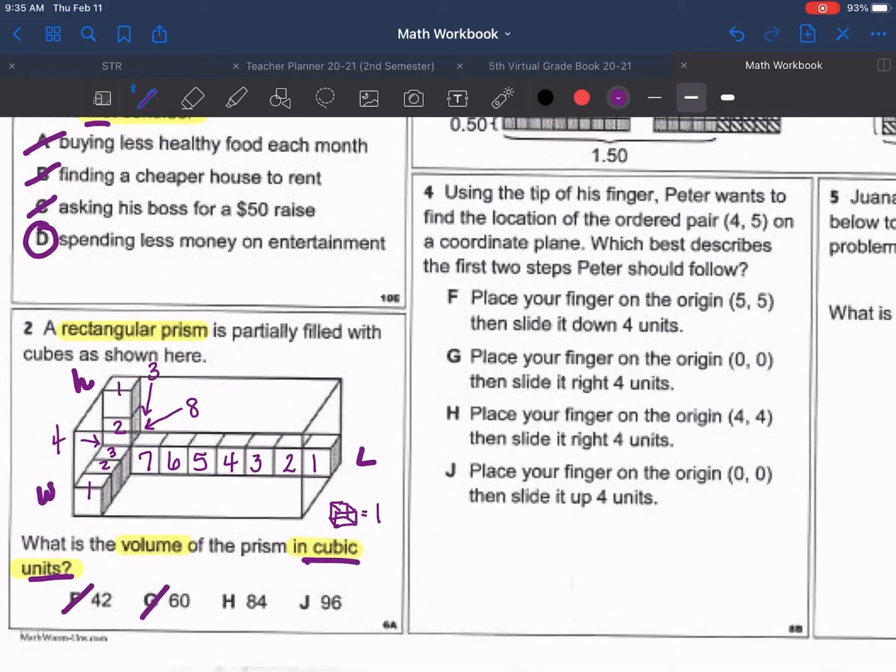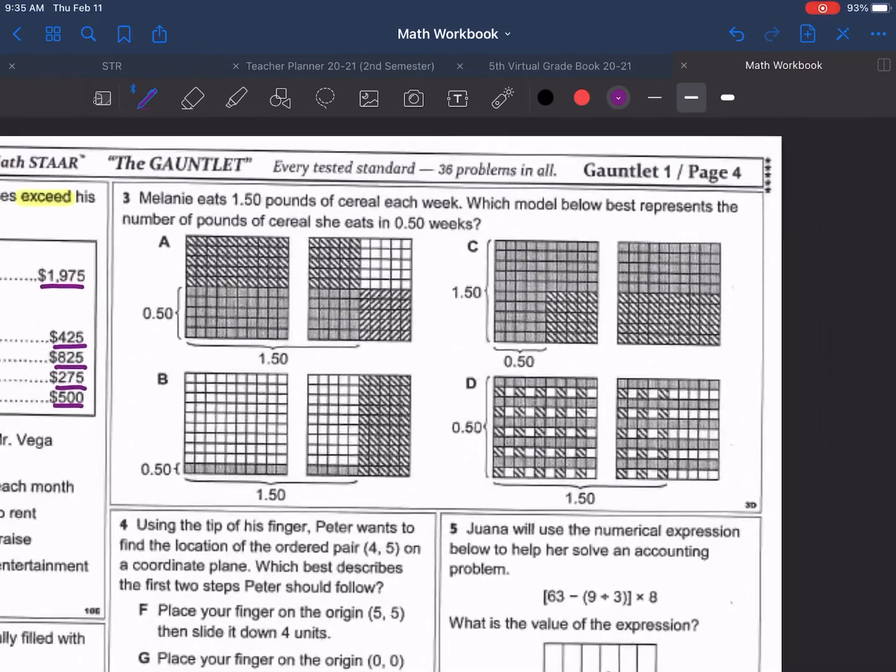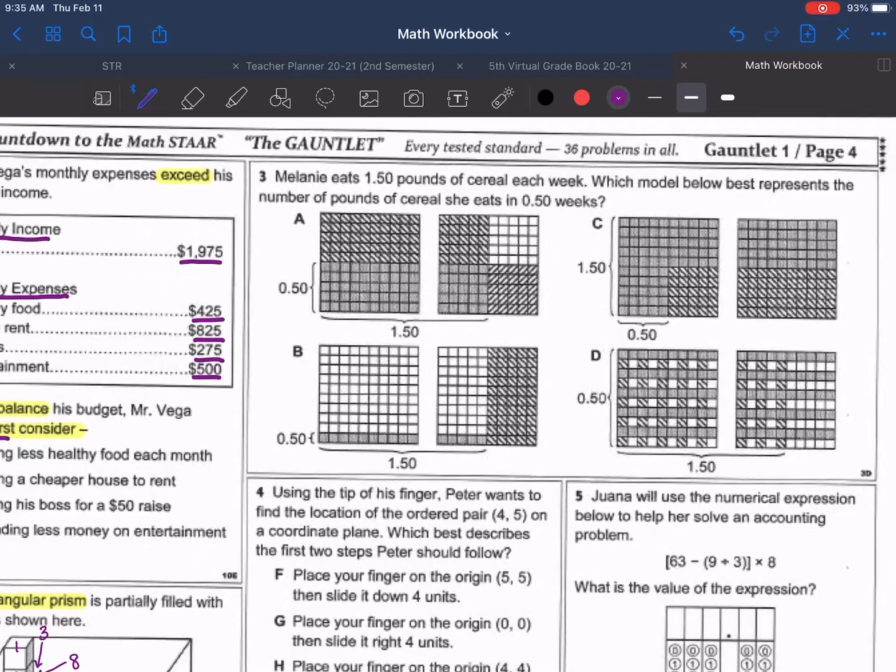All right, let's move on to number 3. Now, number 3 is a little tricky, and it's all about visual, so make sure that we are paying close attention. So, number 3, Melanie eats 1.50 pounds of cereal each week. Which model below best represents the number of pounds of cereal she eats in 0.50 weeks?